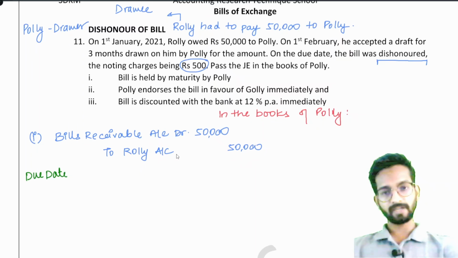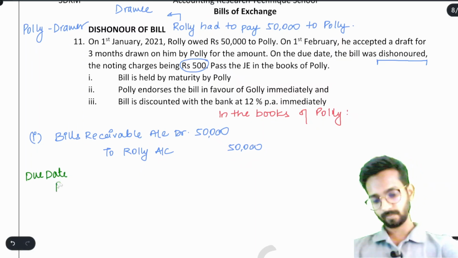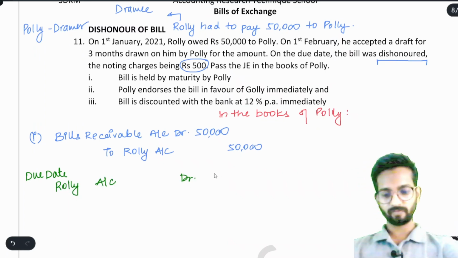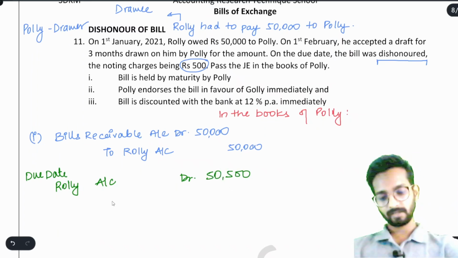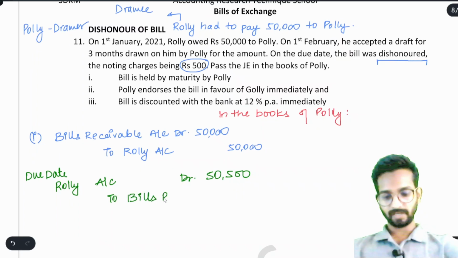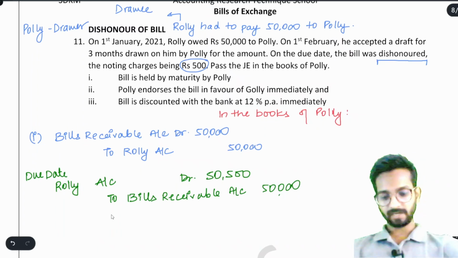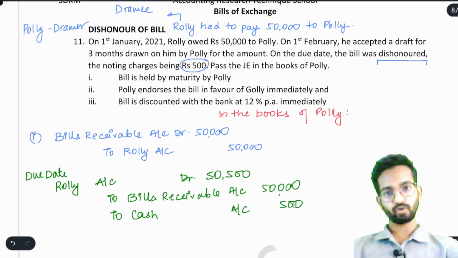When Polly went to Raleigh's office, Raleigh said, I will not pay you any amount. So we write that now we will receive the amount from Raleigh. Raleigh account debited. How much amount do we have to receive? 50,500. Why? Because 50,000 we had to receive for the bill, and we had also paid cash of 500 for the noting charges.